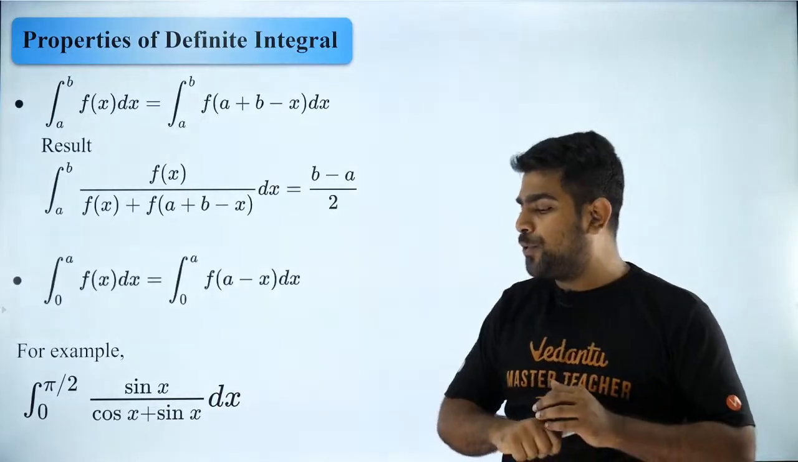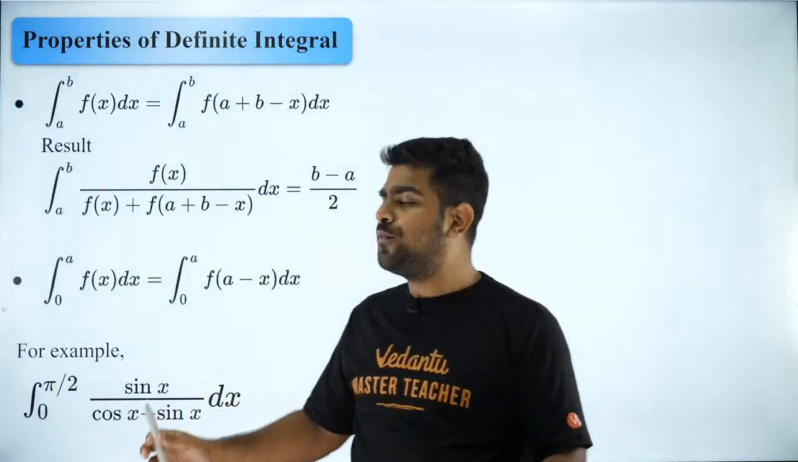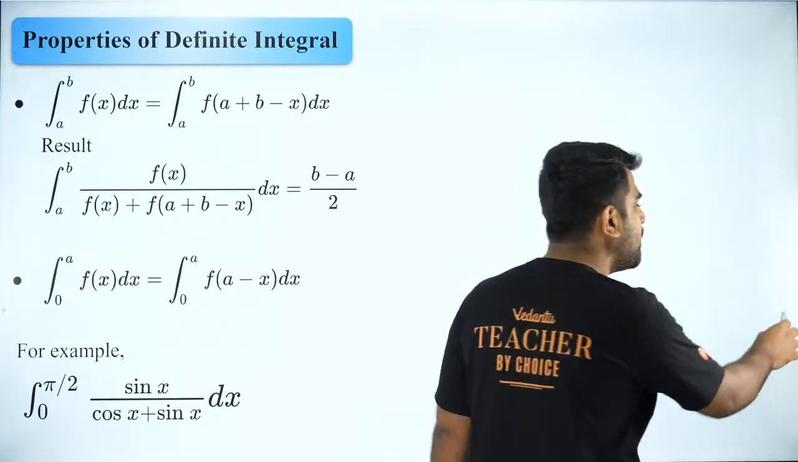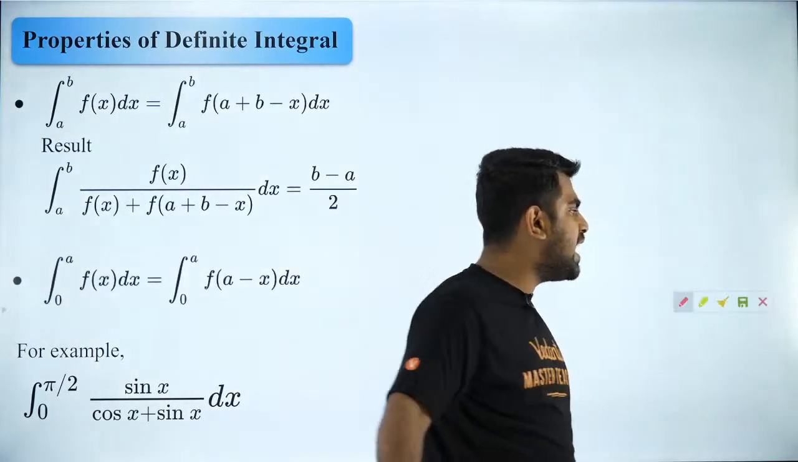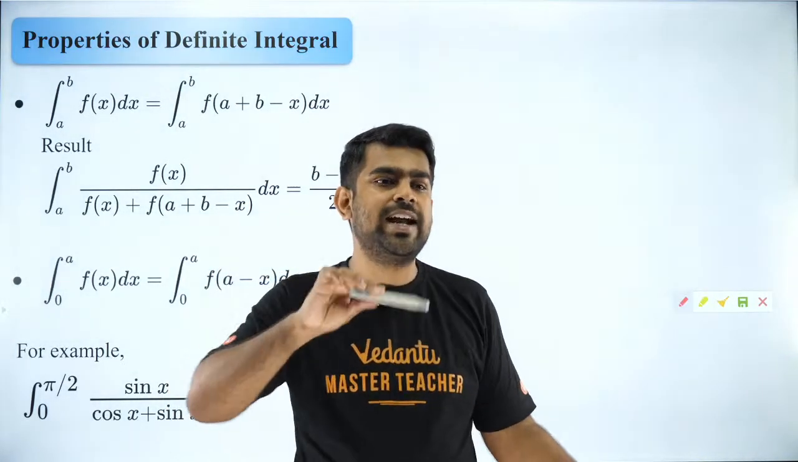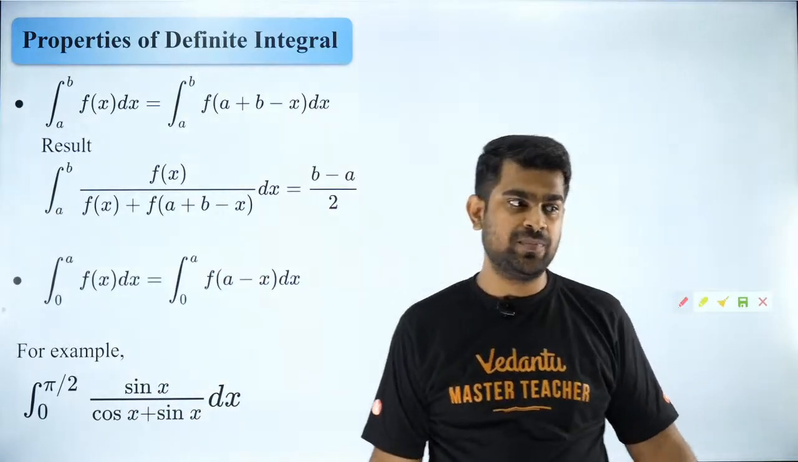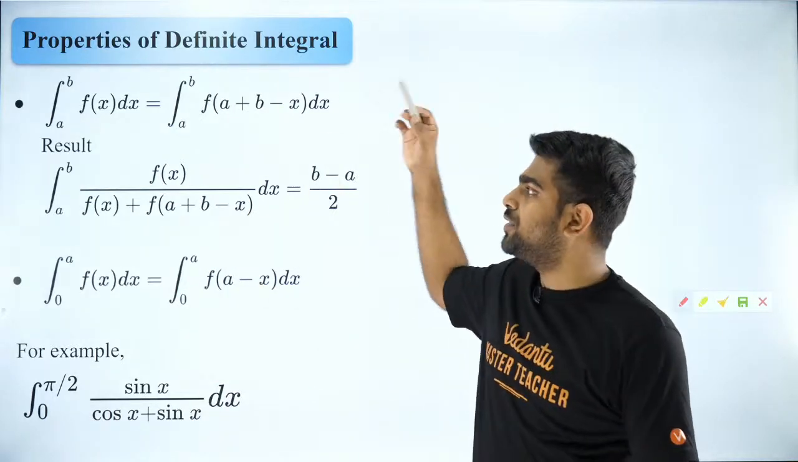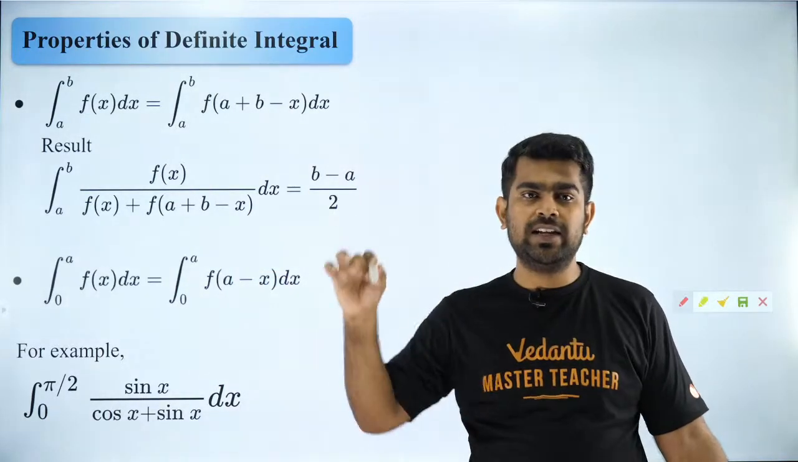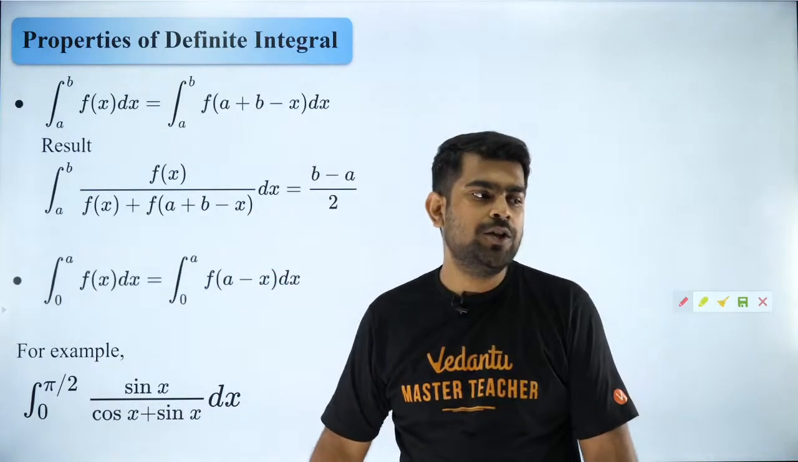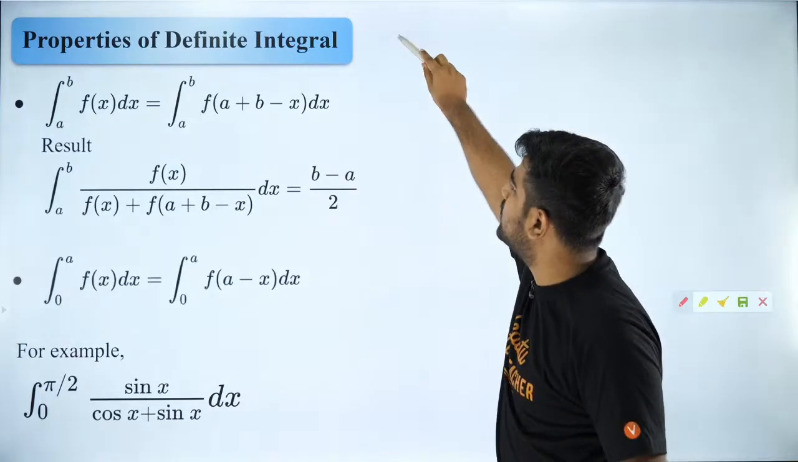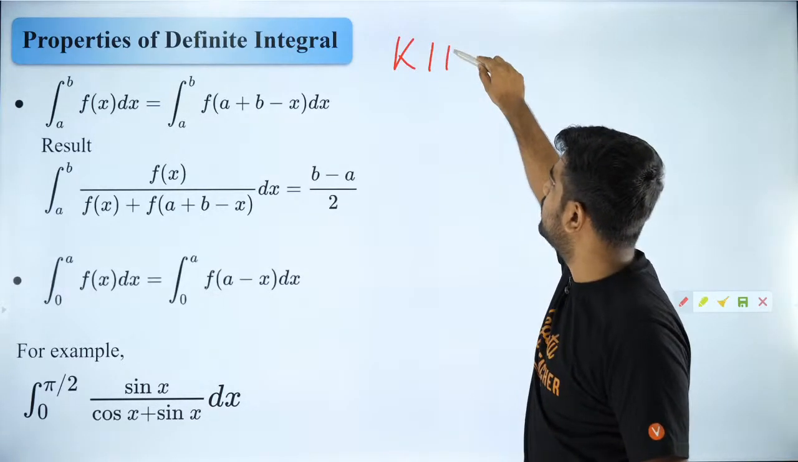Now coming back to our properties. This is one of the most important properties. You can write it down now that you will have a question from this concept, 100%, in your JEE Mains. This is called the famous King's Rule.